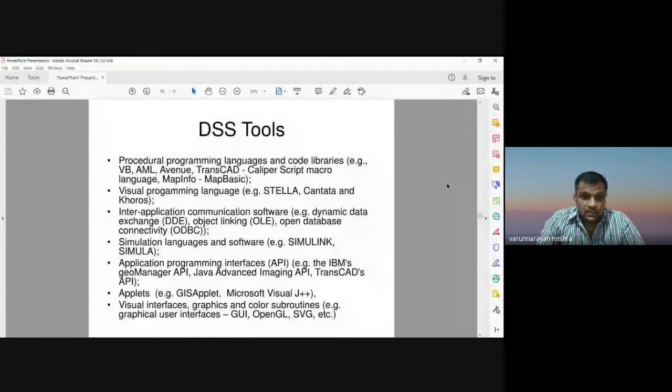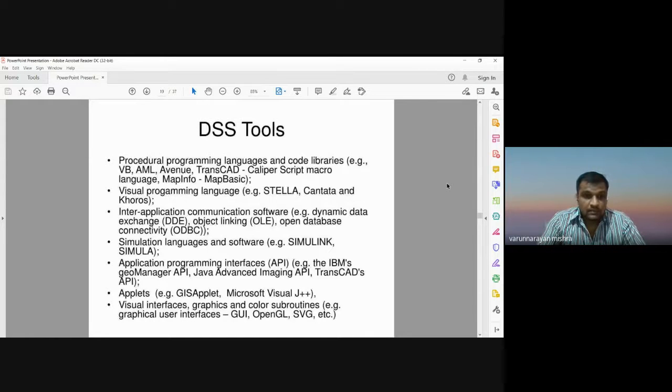Okay, these are the DSS tools. Different companies, different organizations, or IT and software companies have multiple DSS tools that are based on programming languages and code libraries like Visual Basic, AML, Avenue, TransCAD, and MapInfo. There are other visual programming languages: Stella, Cantata, Khoros. These are some programming languages that can be used to develop a decision support system.